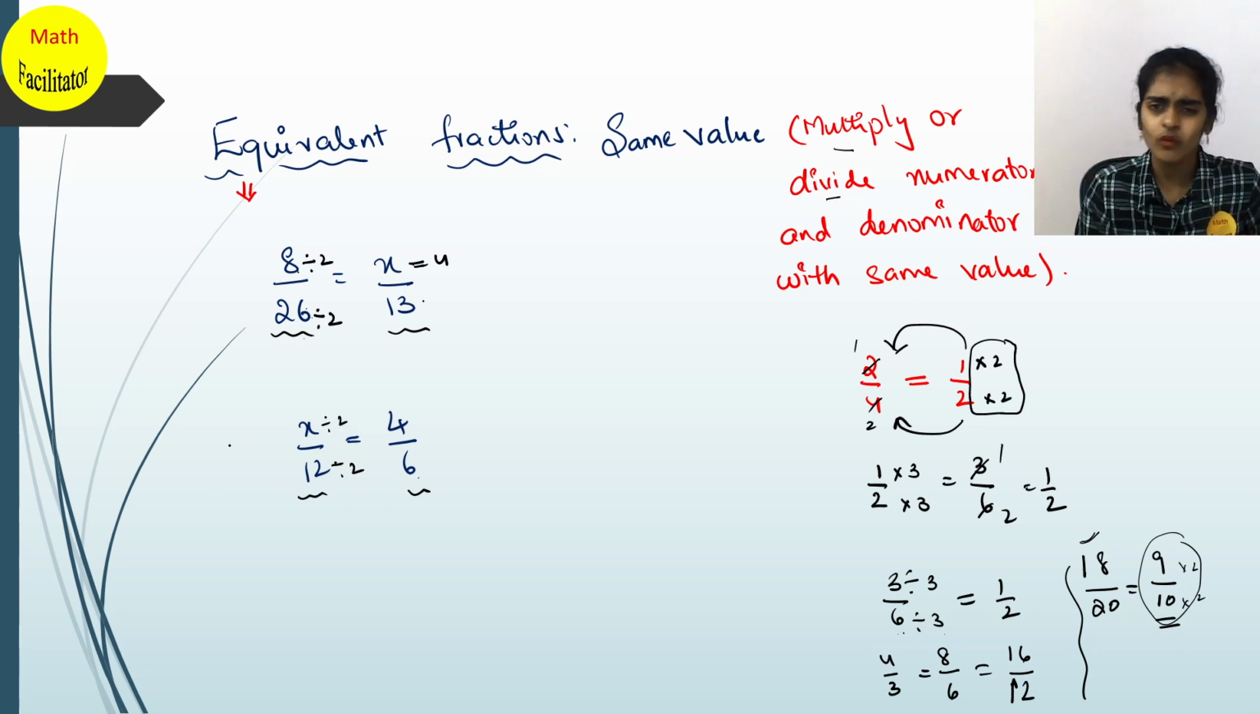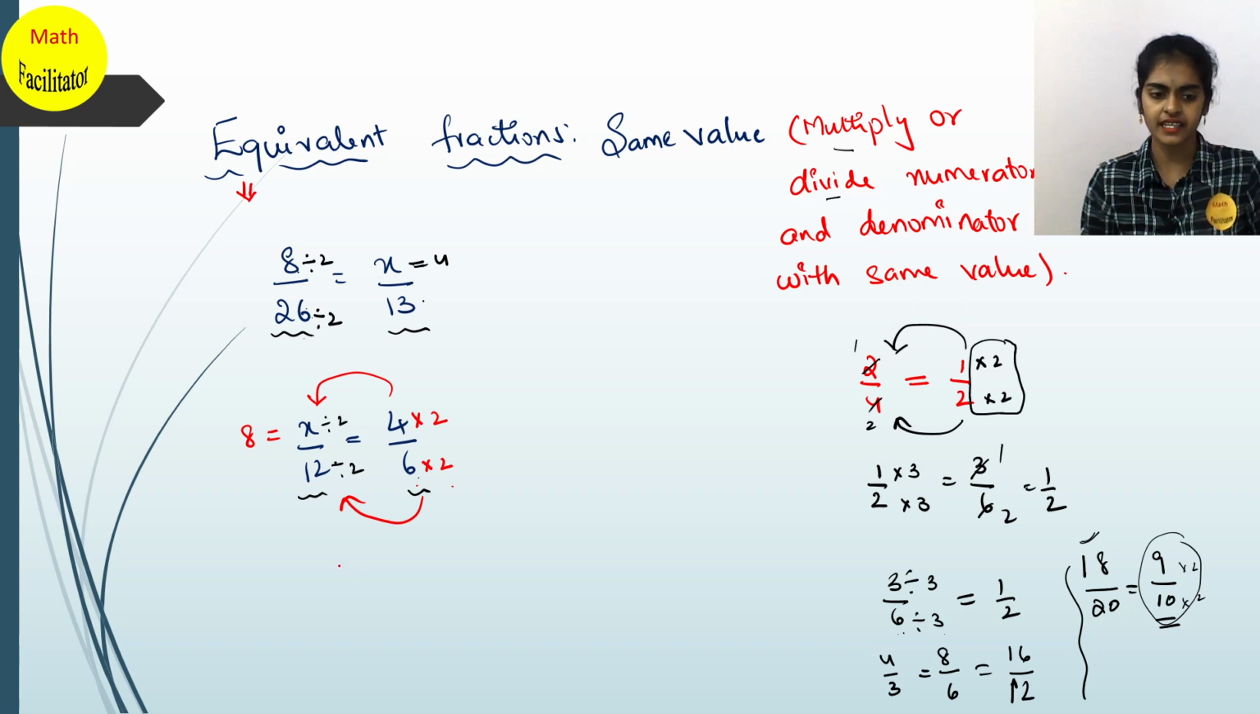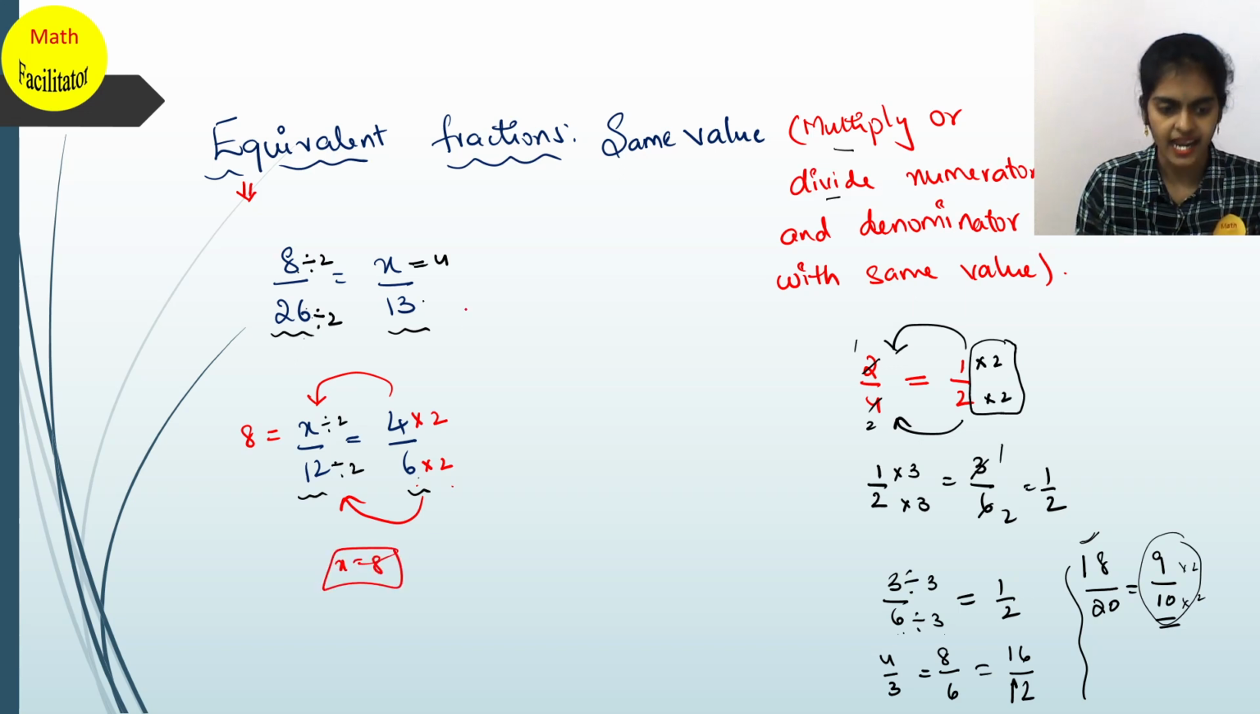Okay? But you don't know what is x. So how will you divide? So here we will go in the reverse order. What is the reverse order? Here you see, 6 if I multiply by 2, I am getting 12. 6 multiplied by 2, I am getting 12. So 4 multiplied by 2, I will get x value. X will be 8. Okay, clear? So x is equal to 8 and here x is equal to 4.